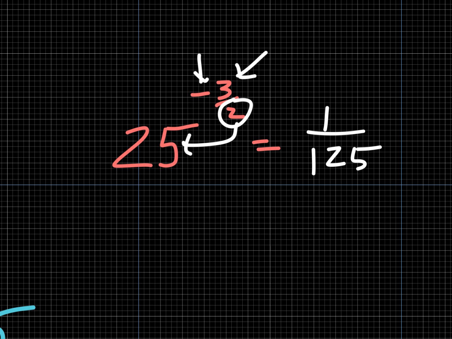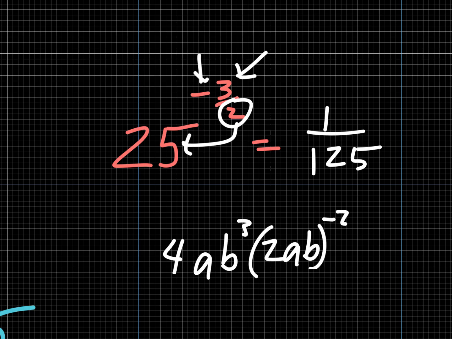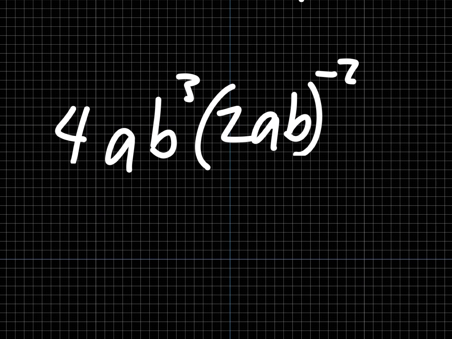Now, there's so many things for you to know on this next test. There's one more. 4ab to the third times 2ab in parentheses to the negative 2. And I gave the example when we were learning this, we had a whole worksheet full of them, that some of these exponents are not happy where they are. So you move them to the other side of the fraction and make them happy exponents.